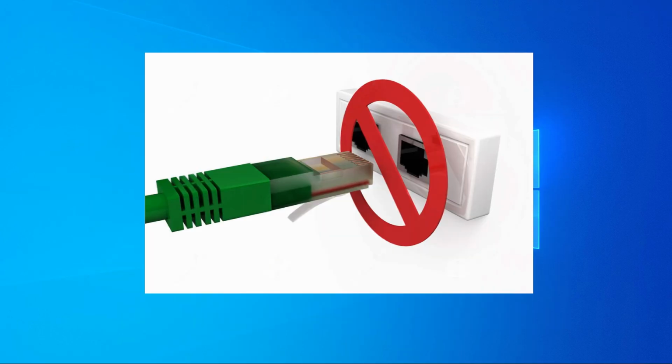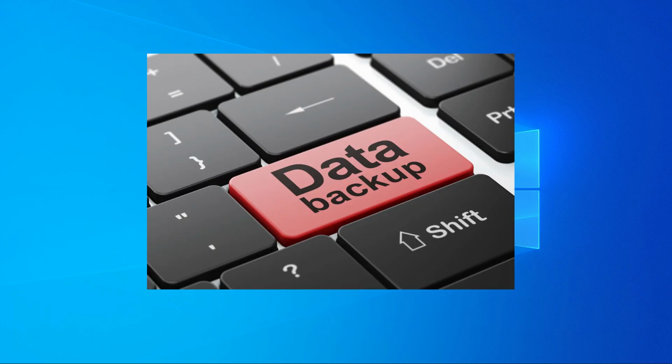Now the next step is very important. Make sure to disconnect your computer from the internet completely. Unplug your Ethernet cable. If you are using a laptop, make sure there is absolutely no Wi-Fi connection available, because we are now going to install Windows offline. At this point, you should have a backup for all your important data.